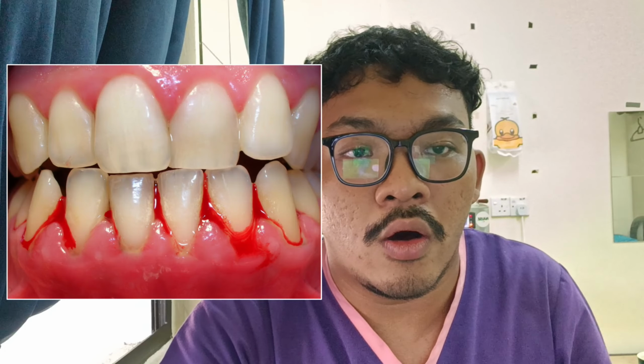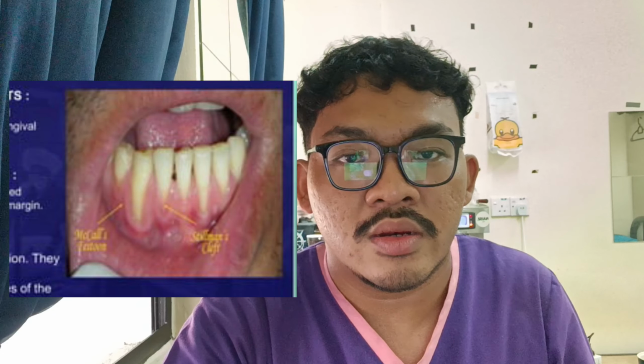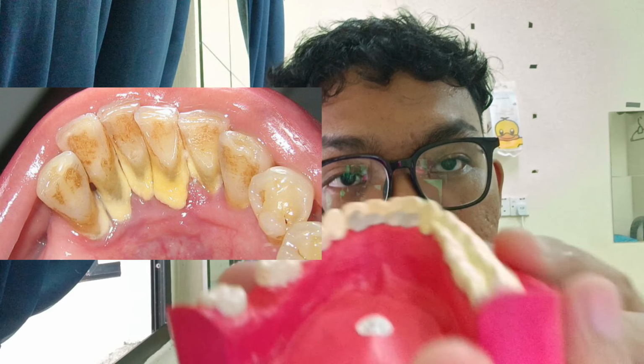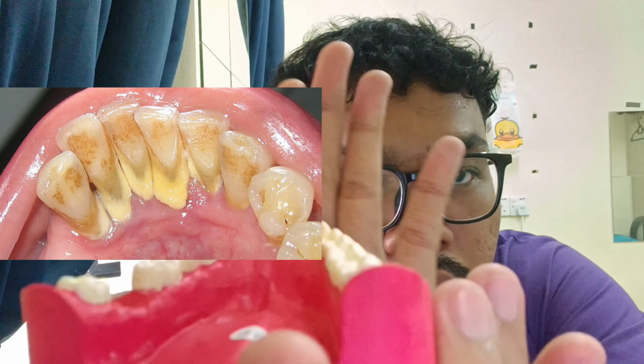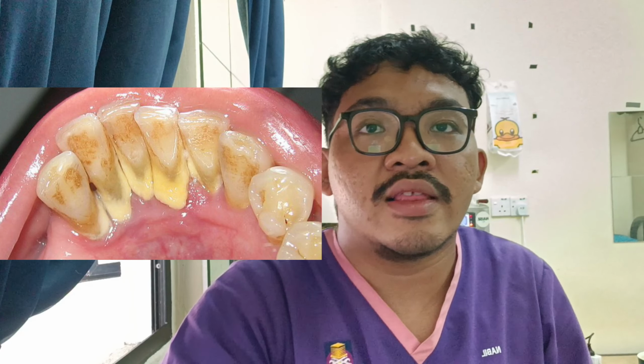There will be bleeding on provocation, meaning maybe during our brushing or flossing there will be some bleeding. Next, there will be a change in contour, meaning the gums themselves will have some recession from the tooth. Next, there is the presence of calculus and plaque here. And lastly, the bleeding score of the mouth will be higher than 10%.